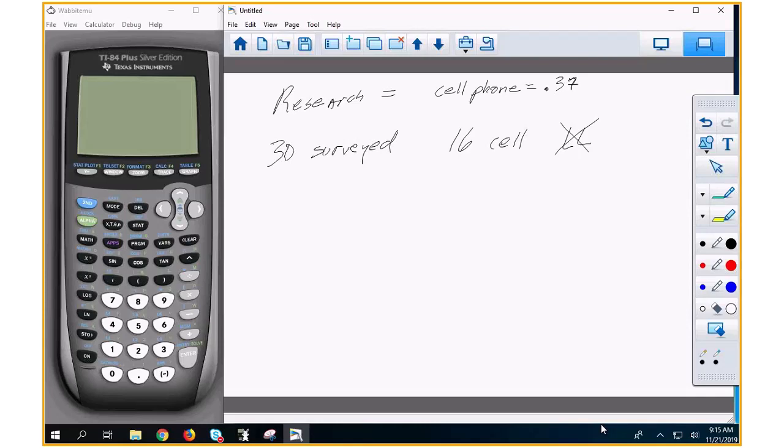Provide evidence that P is greater than 0.37, or that the no-landline proportion is greater than 0.37. I have to read my own writing. Provide evidence that people that have no landline is greater than 0.37 with alpha equals 0.10. So we're comparing now to 10 cent.